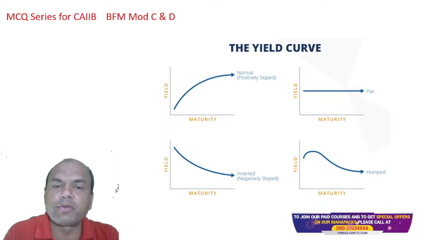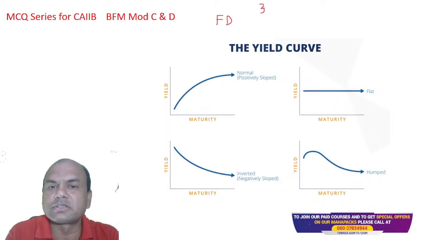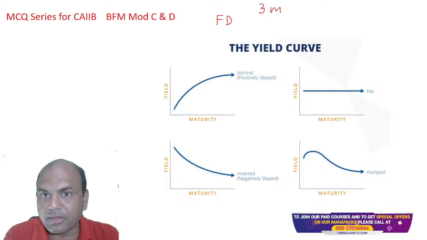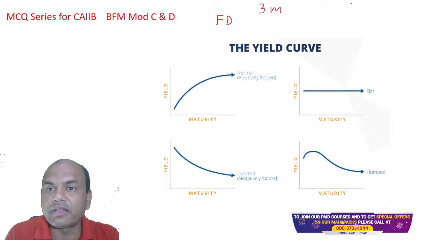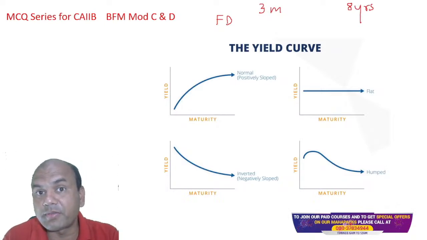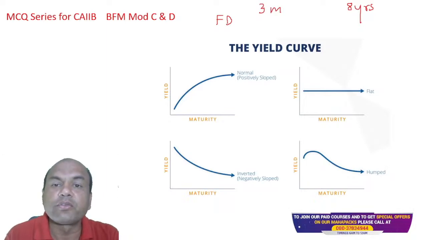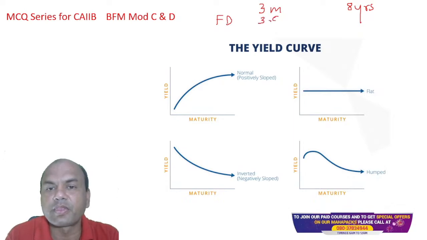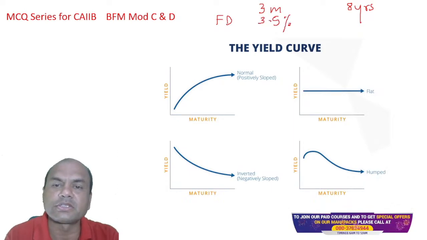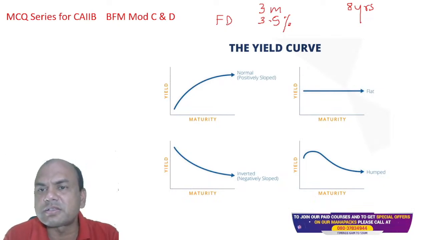Suppose you keep an FD. Let's think of FD only. You keep an FD of 3 months, and I keep an FD for, let's say, 8 years. The maximum FD available in banking is up to 10 years. So you keep the FD for 3 months and I keep it for 8 years. If you are getting an FD interest rate of, let's say, 3.5%, what do you think I should get?